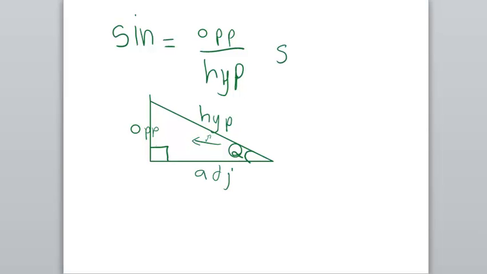So we can write it like this. Sine alpha is equal to, I'm not sure if it's beta or alpha, sine is equal to opposite over hypotenuse. Okay, this is for sine. Let's move on to the next one.